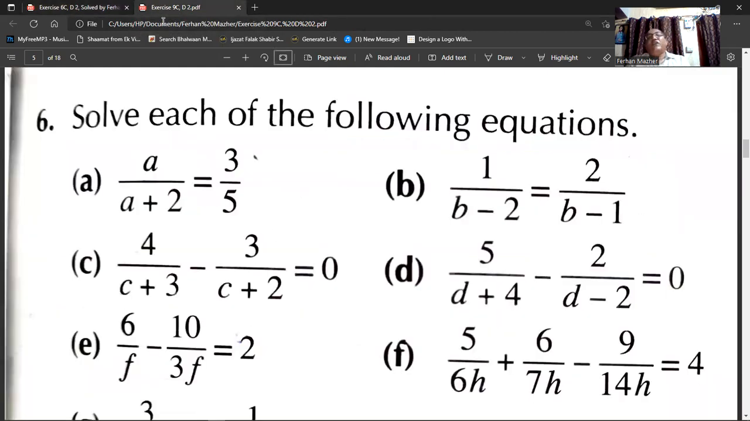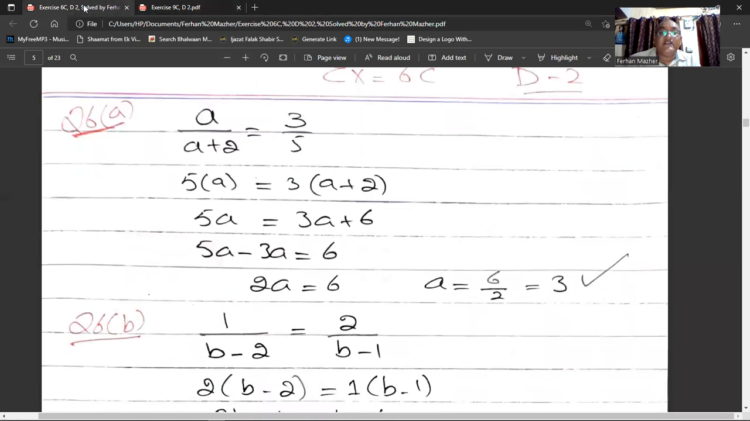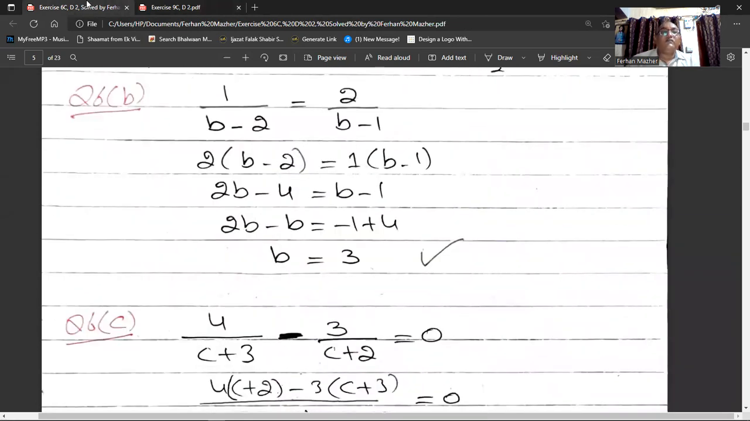The B part is 1 divided by B minus 2 equals to 2 divided by B minus 1. Again, you can see we have just two fractions and between them we have an equal sign. So very easily you can go by cross multiplication and it will become very easy for you. Here on your screen you can see question number 6, B part.